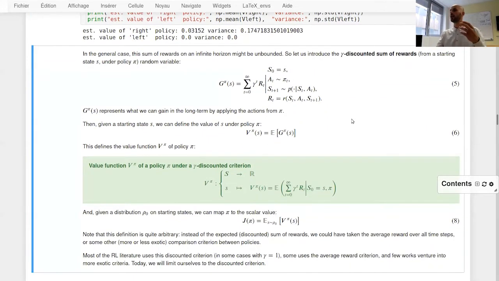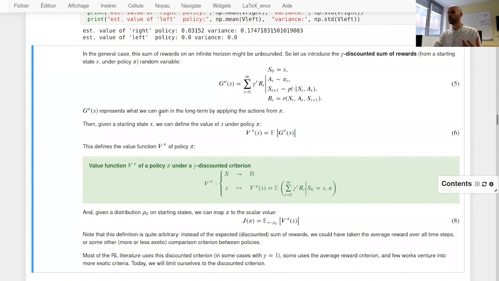In the general case, this sum of rewards on an infinite horizon is a sum of scalar values, so it might be unbounded. So we will introduce what we will call the gamma discounted sum of rewards from a starting state S and under policy π, and this is a random variable, G^π(S). That is the sum of rewards, but where each reward is discounted by a factor γ to the power of t. And the conditioning on the right-hand side of this equation, I will leave it out in further references. It's basically the sum of rewards along a trajectory that starts in S, that draws actions according to policy π, for which the transition dynamics are governed by the MDP's transition model and the reward dynamics are governed by the reward model of the MDP.